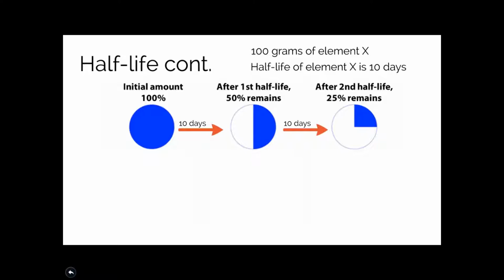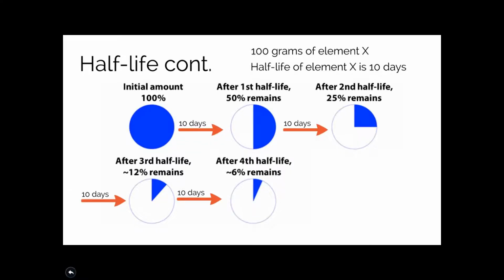So if we start with 100 grams, after 10 days, we have 50 grams left. And then after 10 more days, we have half of 50. So we'll have 25 left. We can keep this going all along. If we wait 10 more days, we'll have half of 25, which becomes 12 grams of the 100 that we started with. And after 10 more days, again, we'll take half of 12 and we'll have 6.